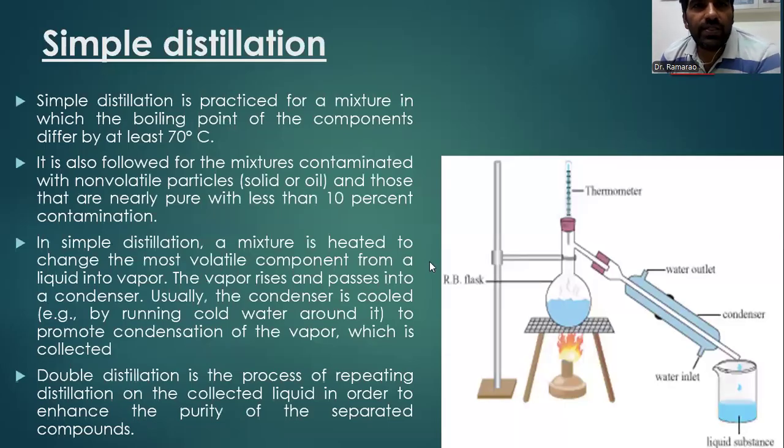Simple distillation is practiced for a mixture in which the boiling points of the compounds differ by at least 70 degrees. In common laboratories, we use this one. In simple distillation, the mixture is heated to change the most volatile component to vapor. The vapor rises and passes through the condenser, which has a cooling water supply, and then it condenses and is collected into the round bottom flask or beaker.